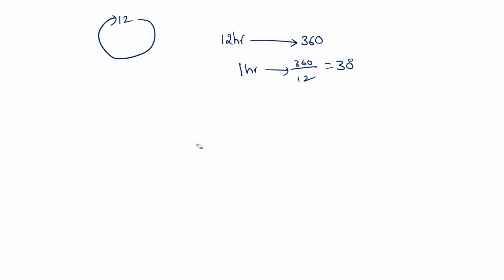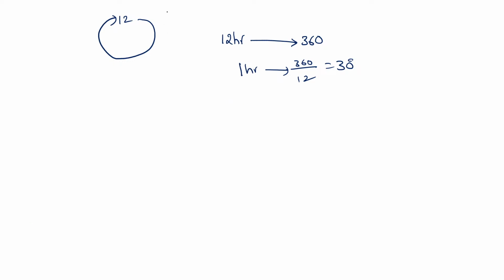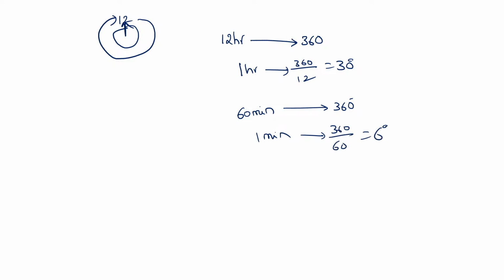Similarly, how many minutes are going to be there on a clock? If the minute hand starts here and comes back to the same position, we will say it has moved by 60 minutes. So we can say 60 minutes is also equal to 360 degrees. That means 1 minute is equal to 6 degrees.